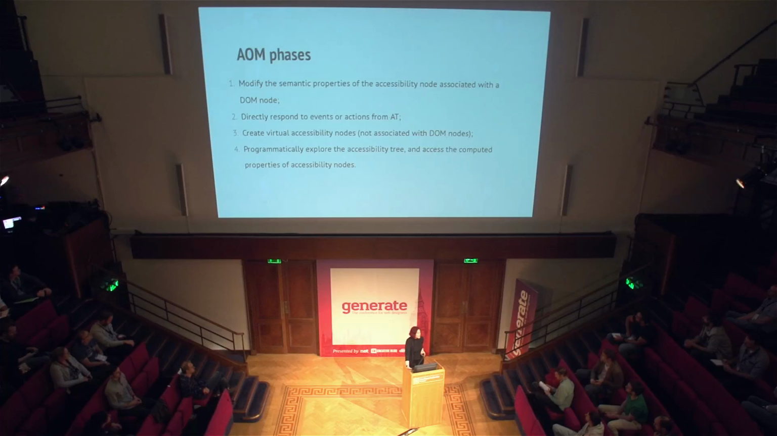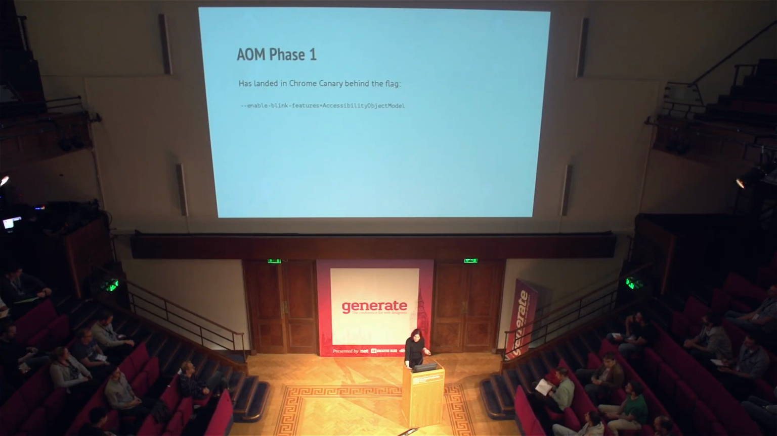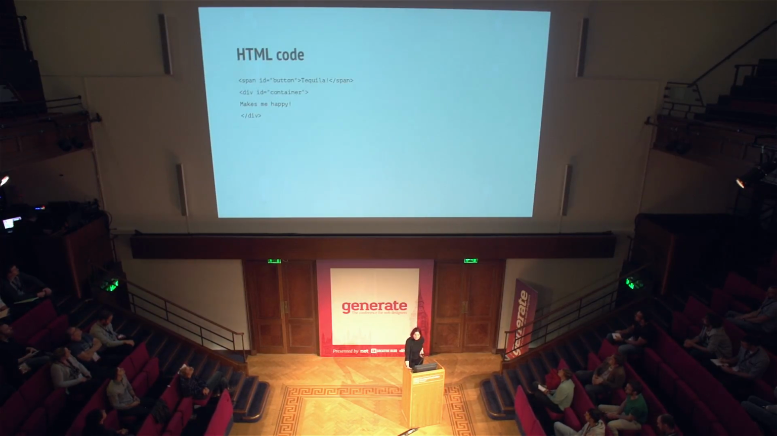The last one will give us access to query the entire tree and access the computed properties of accessibility nodes. So phase 1 has just landed experimentally in Chrome Canary behind the flag. That's the flag there if you're curious. So you can start experimenting with some of this.